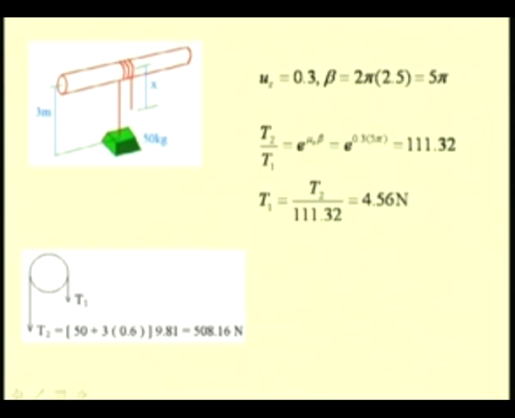So, once we know the force, we can determine the mass of this rope, the distance of this rope, because we know the mass per unit length, and thus x becomes 0.776 meters. We will see one more example problem of this belt and pulleys.